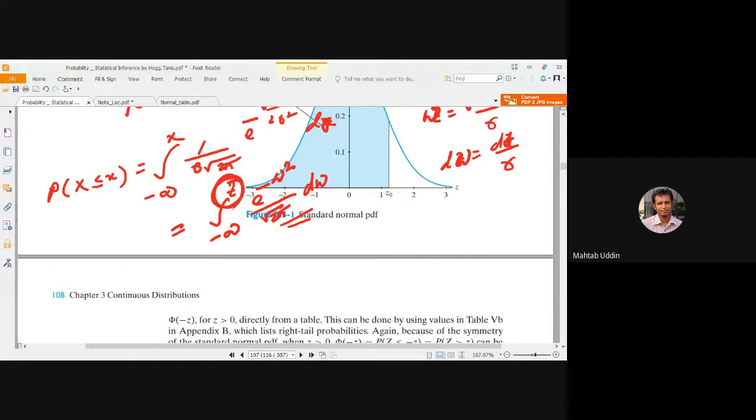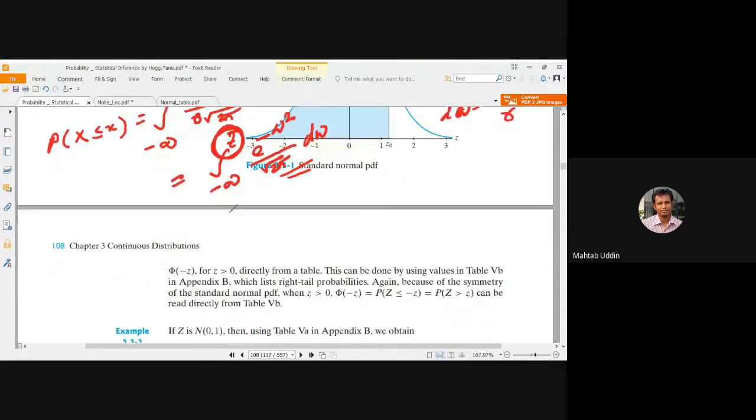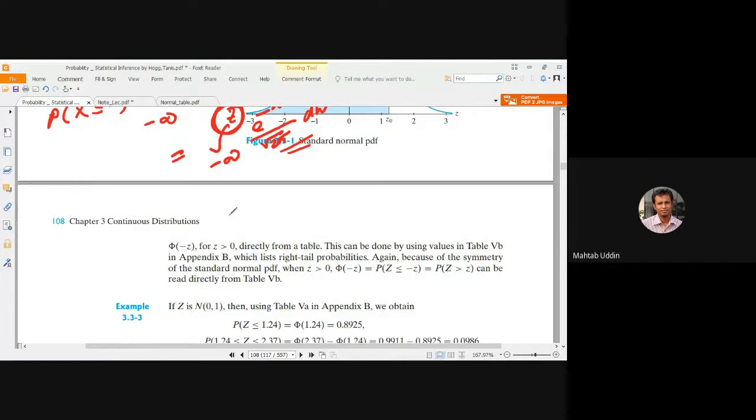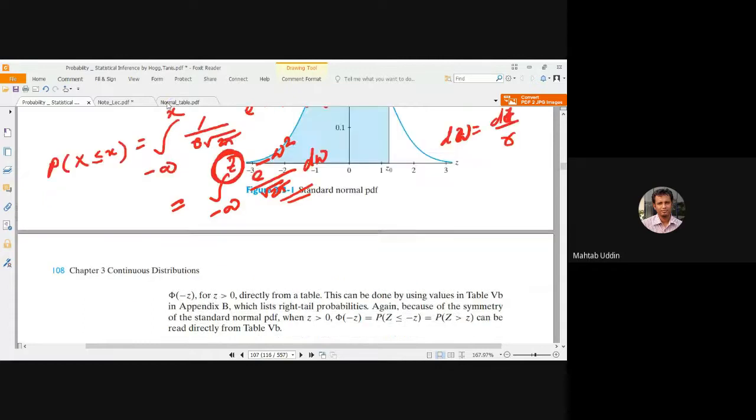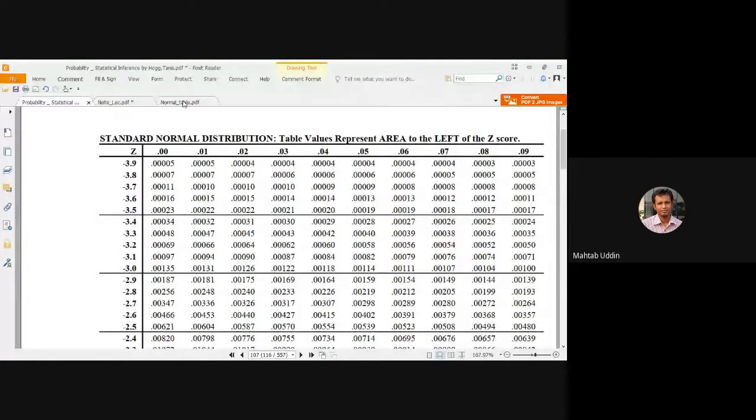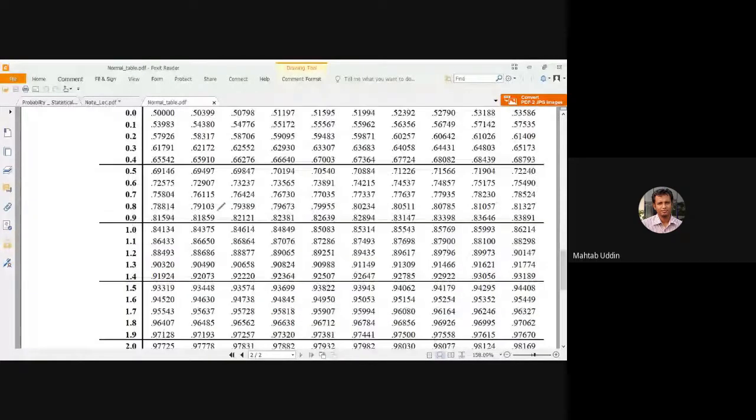But how can we use this? Now, I want to show you by an example. Say you get a variable, say 1.23. What is the variable z? 1.23. How can we find the probability of 1.23? Say z equal to what?